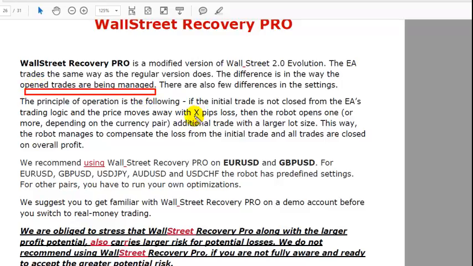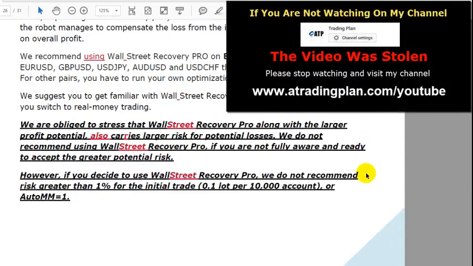Basically, the initial trade is not closed with the EA's trading logic, and the price moves away with X pips loss. Then the robot opens 1 or more, depending on the currency pair, additional trades with a larger lot size. Now, here's the problem with that. You want to keep in mind that that can be a dangerous way to trade.